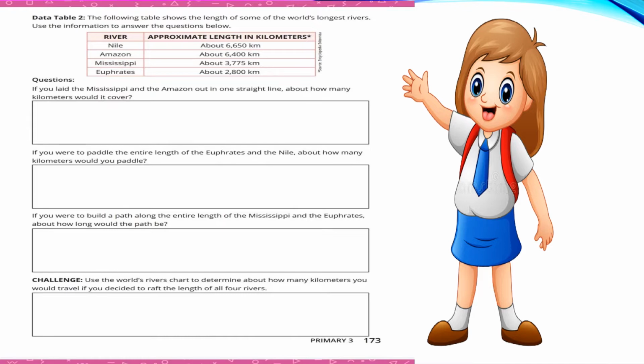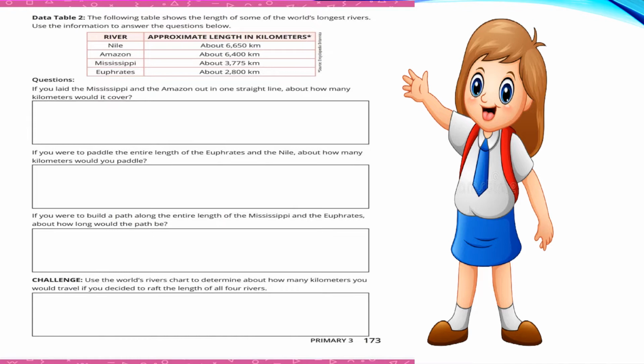Mississippi about 3,775. Euphrates about 2,800. We have some questions. Let's solve it together. Number 1, if you laid the Mississippi and the Amazon out in one straight line, about how many kilometers would it cover? What shall we do here?